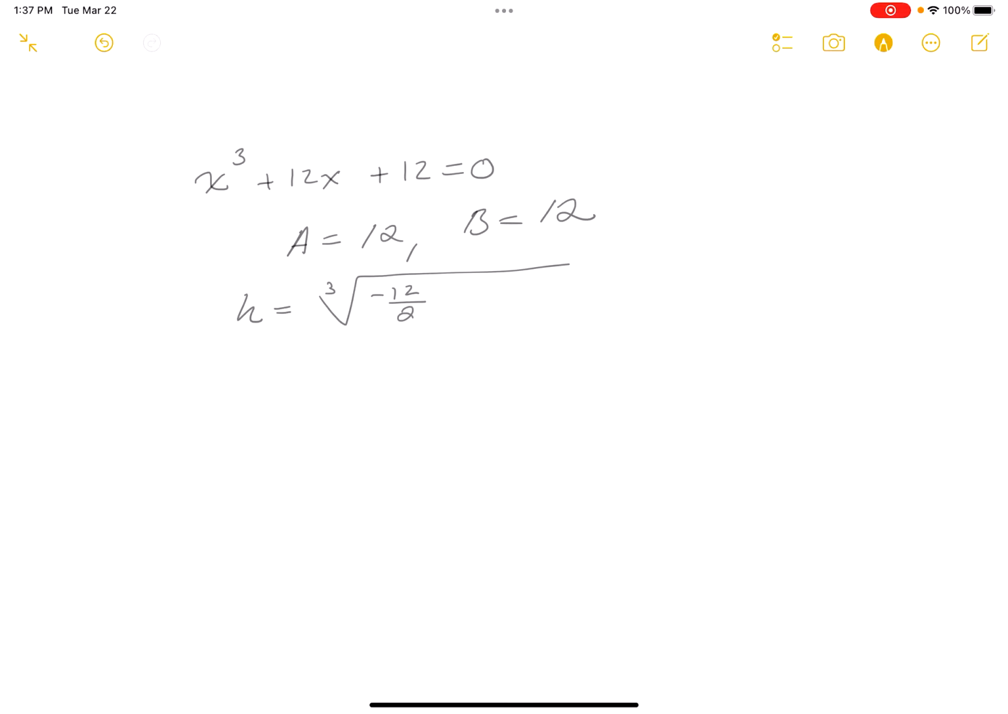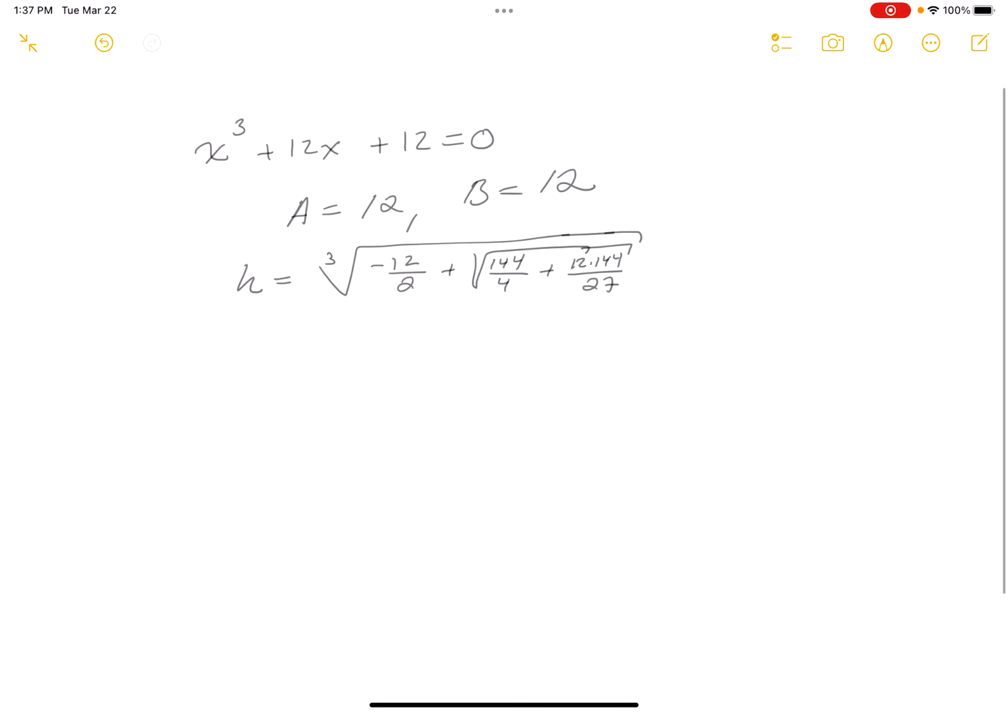over 2. Plus a square root, that is, b squared. Well, b squared is 144 over 4 plus a cubed. Well, that's a little more difficult. A cubed is going to be 12 cubed. I'm just going to write it down as 12 times 144 over 27. All right? Now, granted, I don't mind using calculators to do this, but we have to compute the number.